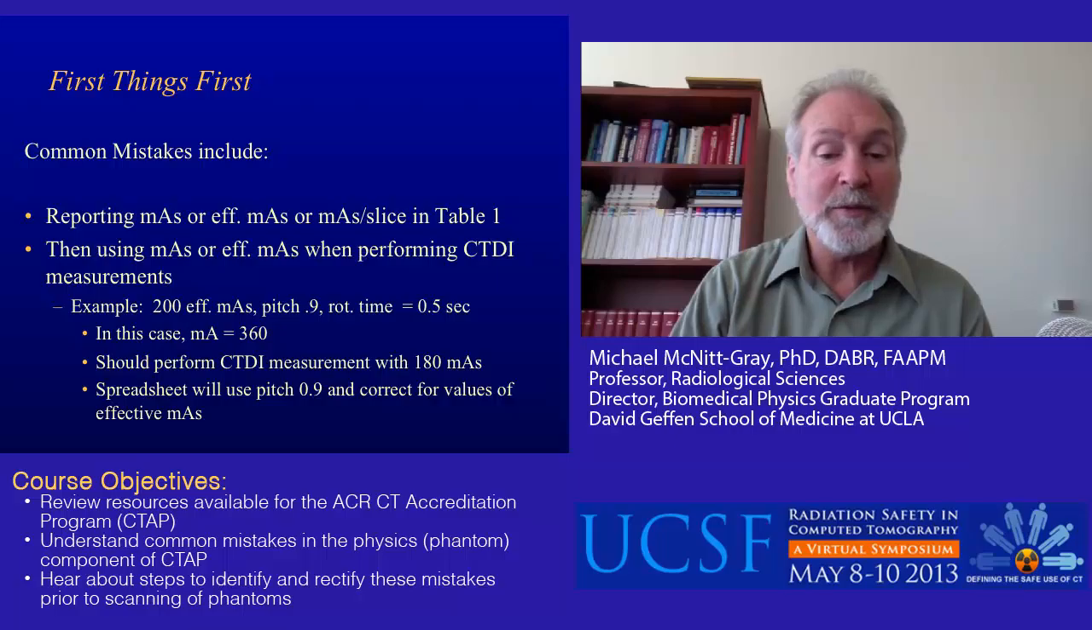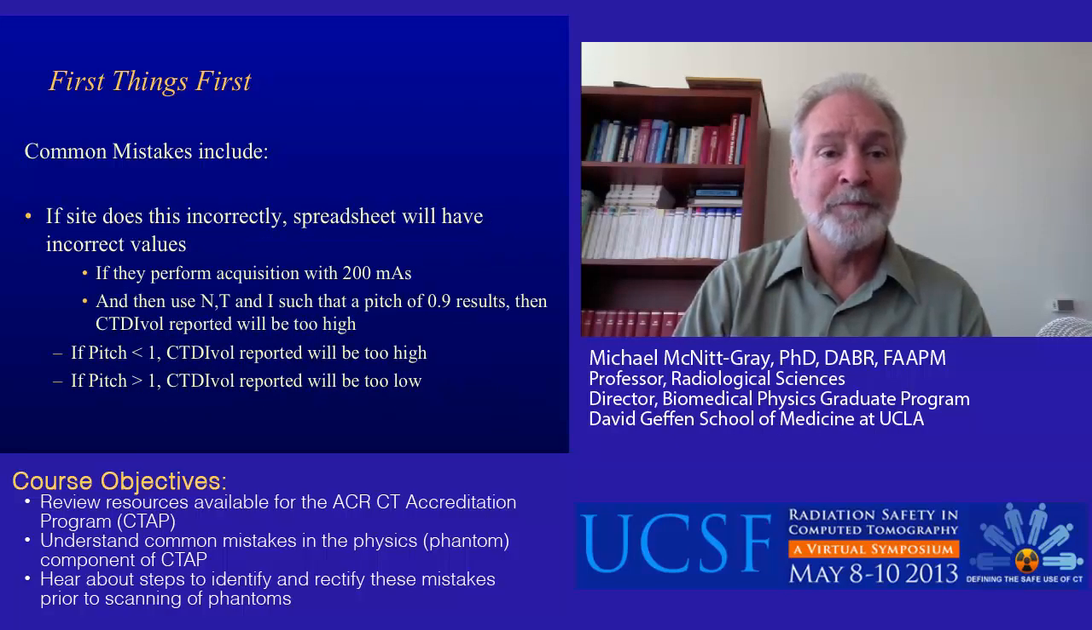The spreadsheet will use the pitch 0.9 and correct for values of effective mAs. If the physicist does the measurement with effective mAs rather than mAs when doing the CTDI measurement, that'll lead to a mistake in the value of calculation of CTDI.